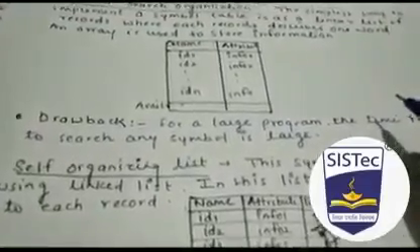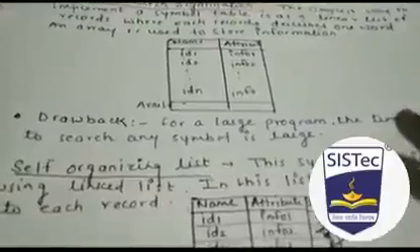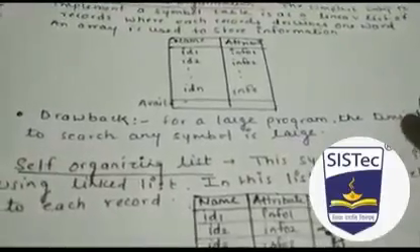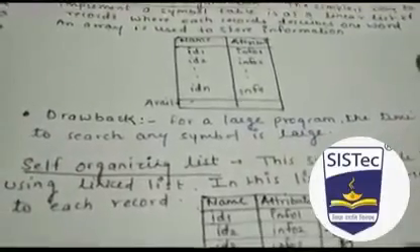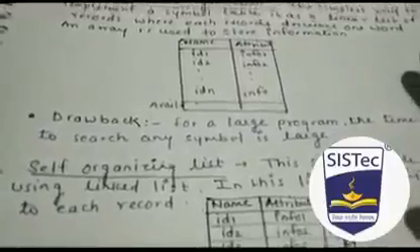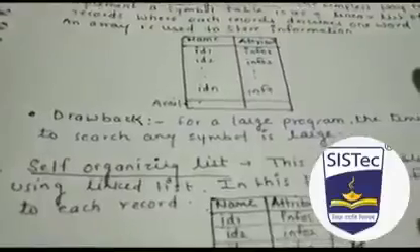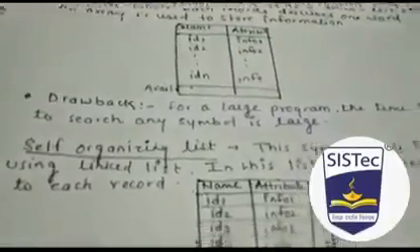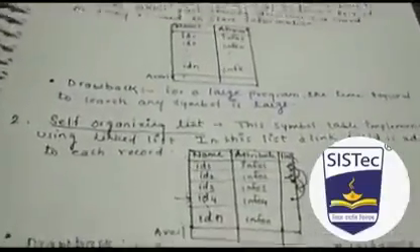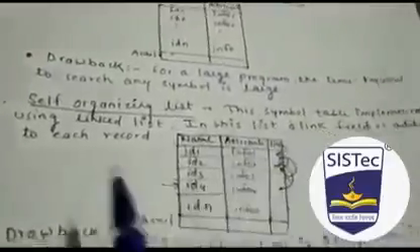It means the time spent to either locate a symbol or to conclude that it does not exist in the symbol table is large, because the symbols are stored according to their arrival sequence. The next method is self-organizing list.